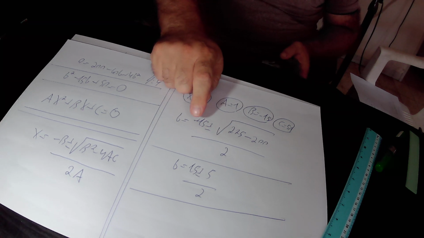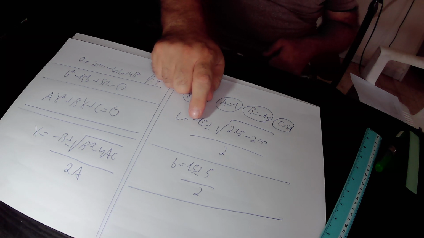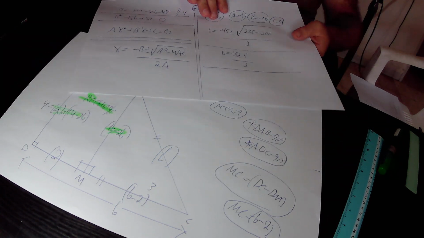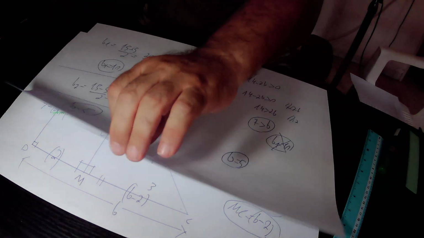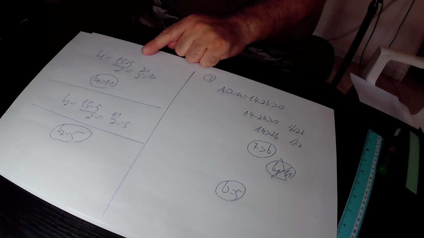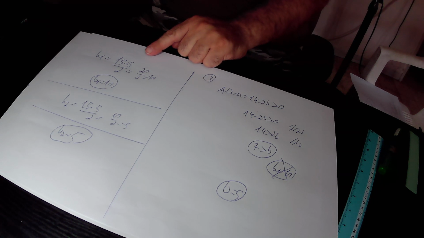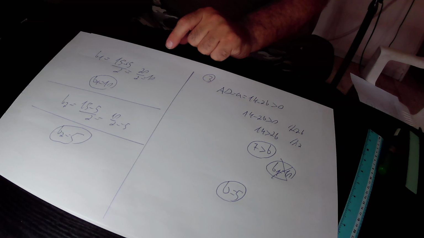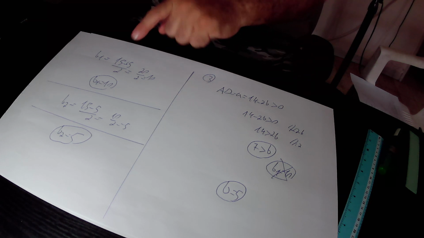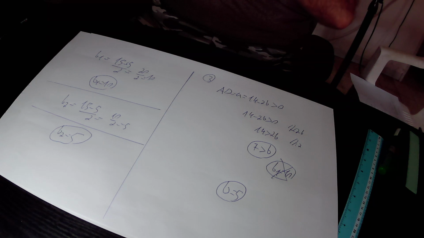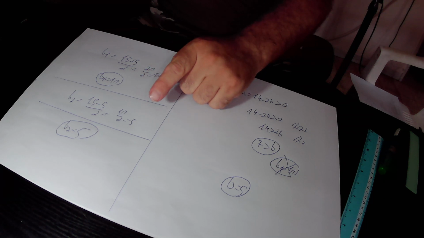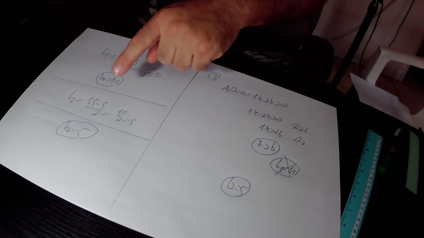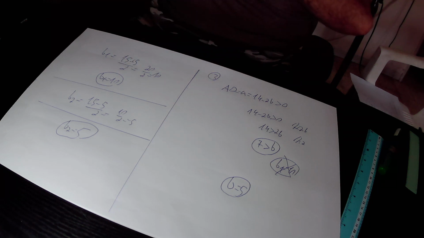So here we have two solutions for b. We define the first solution as b1, and the second solution for b is b2. According to the first solution, b1 equals 15 plus 5 over 2. 15 plus 5 is 20, and 20 over 2 is 10. So the first solution for b, that is b1, is 10. While the second solution for b, that is b2, is 15 minus 5 over 2. 15 minus 5 is 10, and 10 over 2 is 5. So the second solution for b, b2, equals 5.